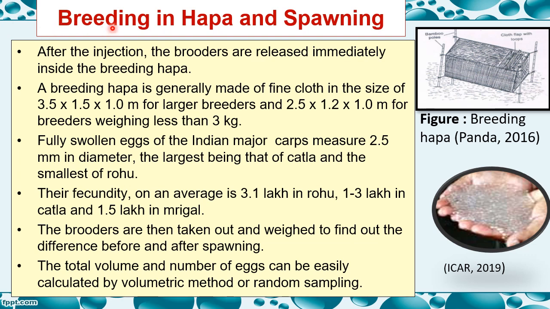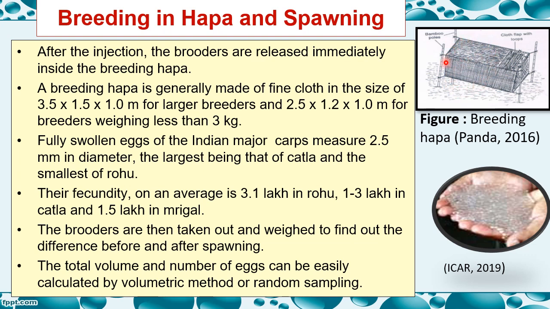Next step is breeding in hapa and spawning. After the injection, the breeders are released immediately inside the breeding hapa. A breeding hapa is generally made of fine cloth in the size of 3.5 meter in length, 1.5 meter in breadth and 1 meter in height for large breeders, and for small breeders smaller than 3 kg, it is 2.5 meter in length, 1.2 meter in breadth and 1 meter in height.